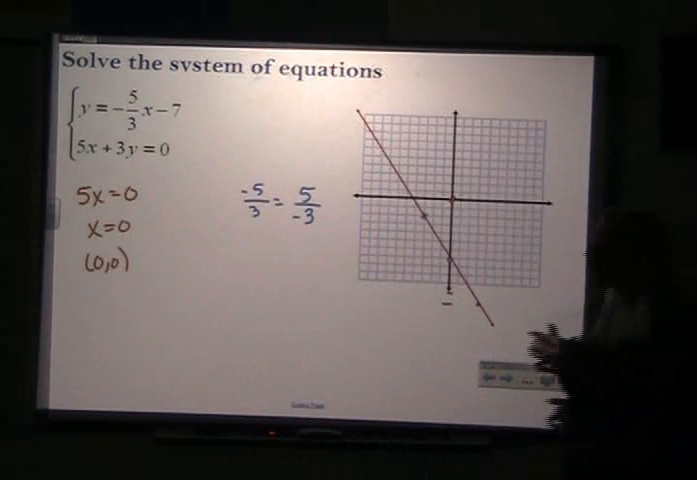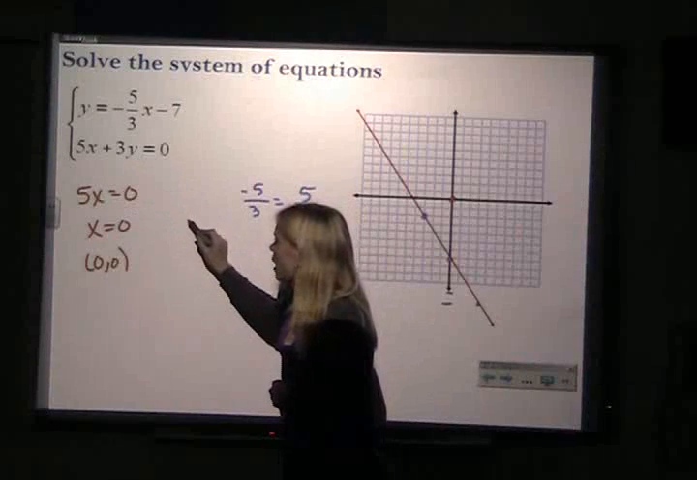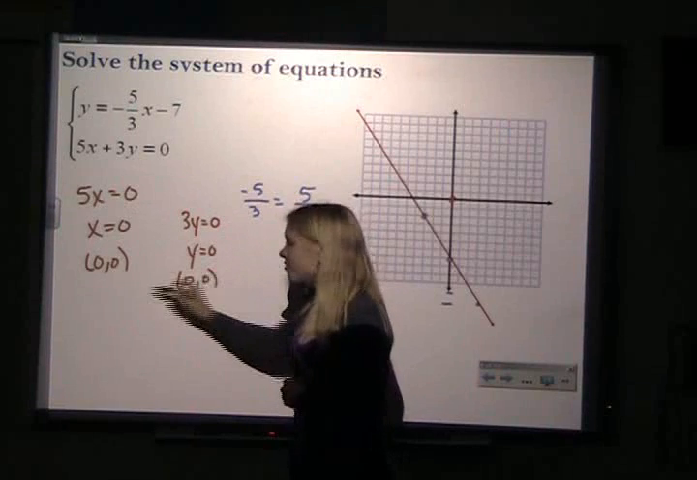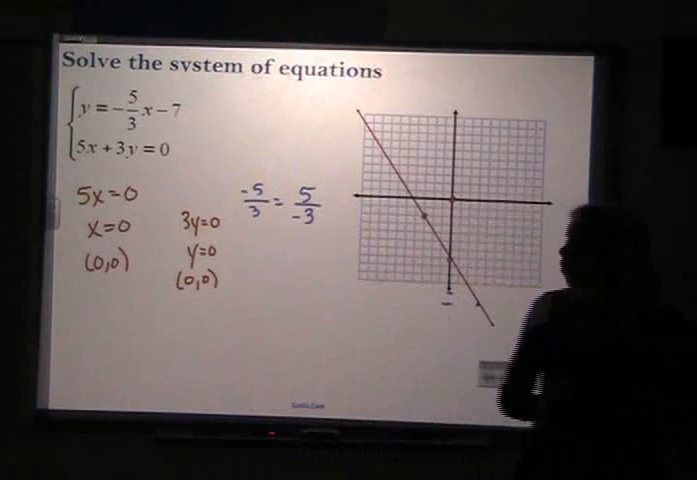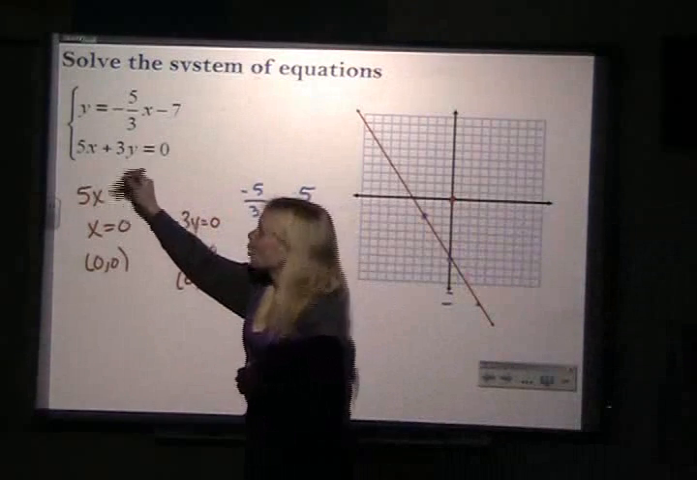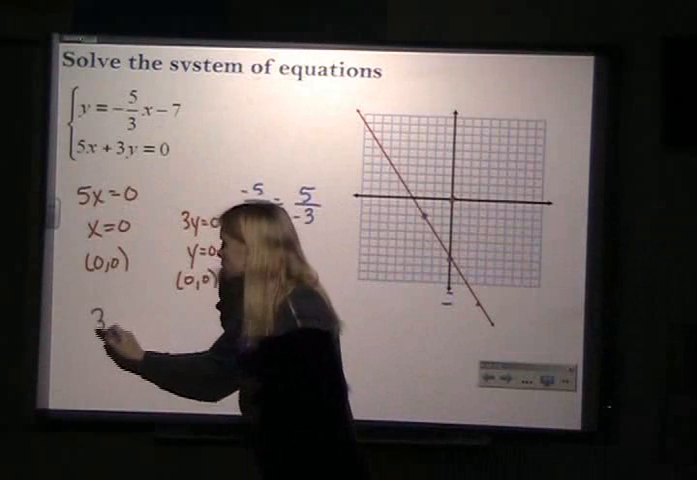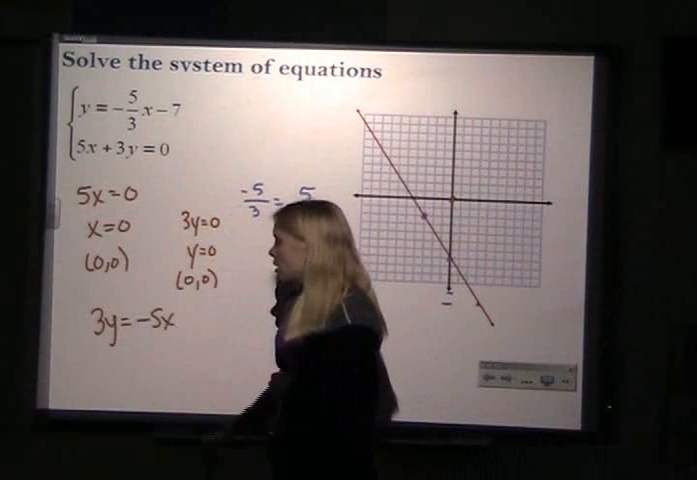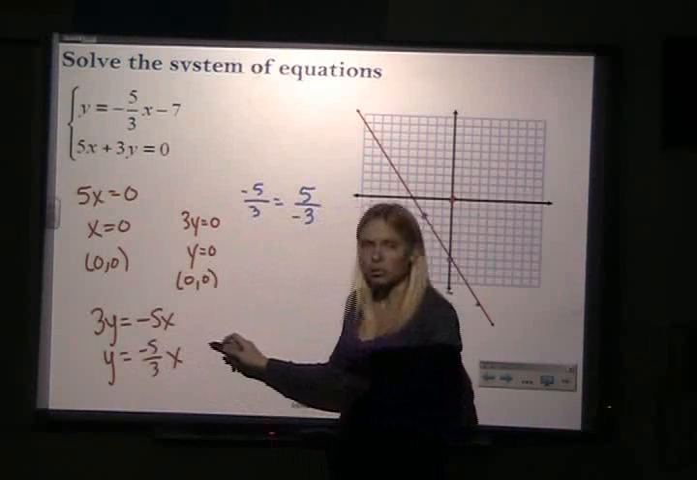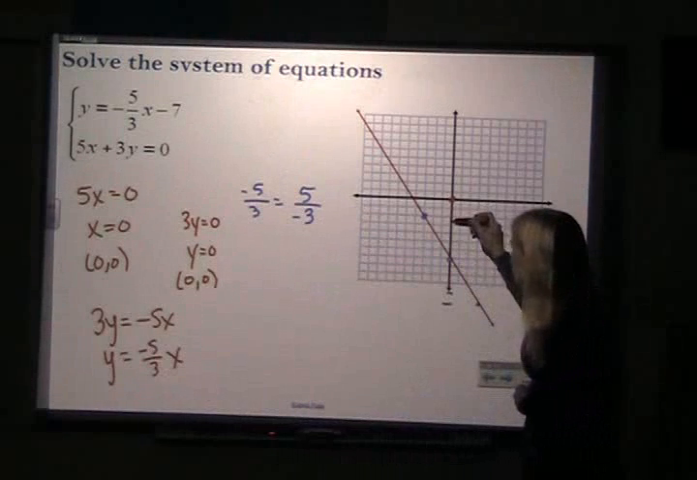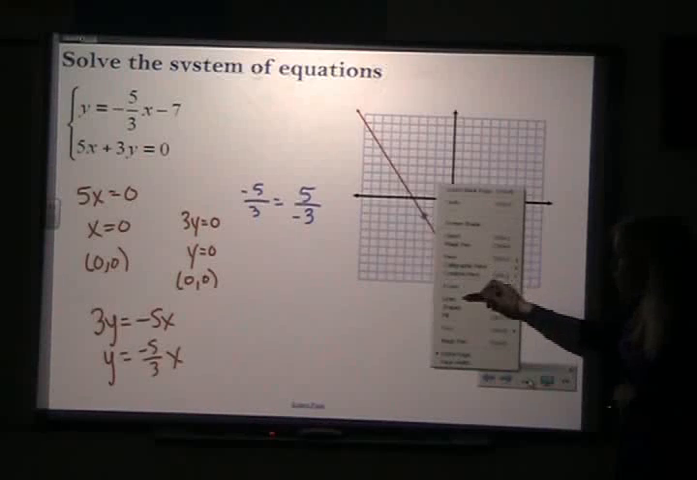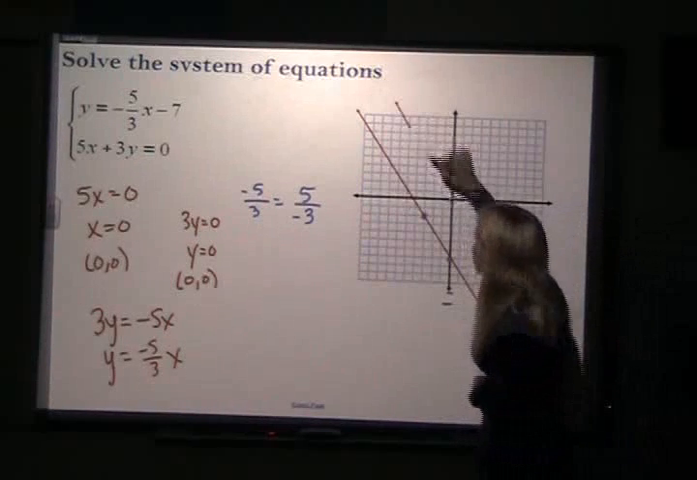Now we run into a little bit of problems here, because when I go to find the y-intercept, I also get 0, 0. Well, I can't find the slope between those two because they're the same point. So I'm going to have to put this one in slope-intercept form. So I'm going to subtract the 5x. I'm going to divide by 3, and now you'll see the y-intercept is 0, and I'm going to go down 5 and over 3.